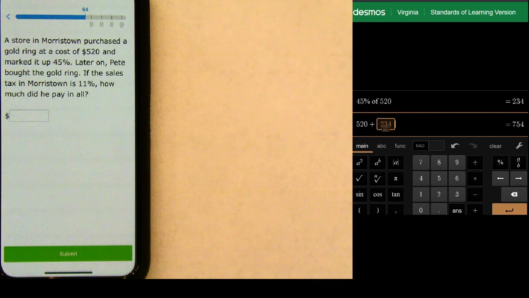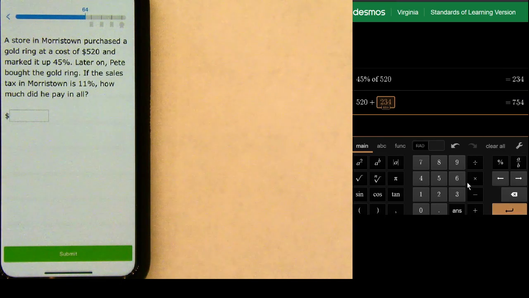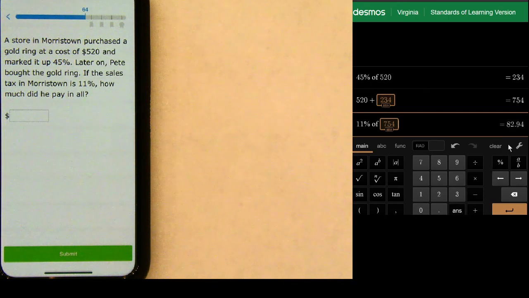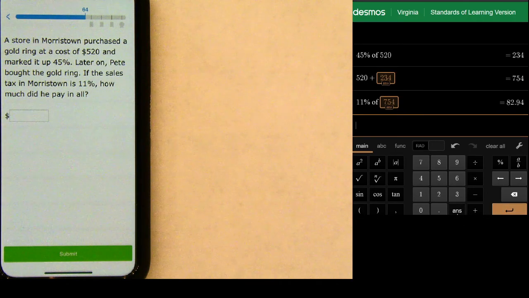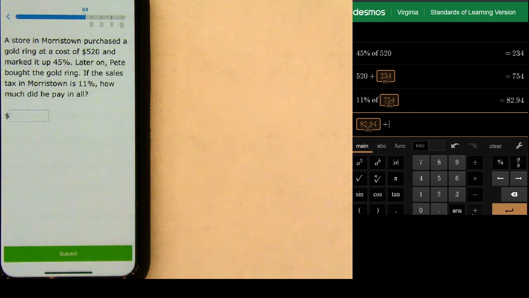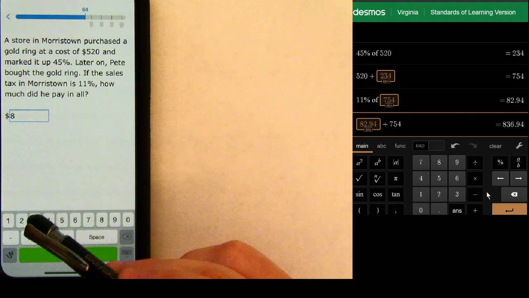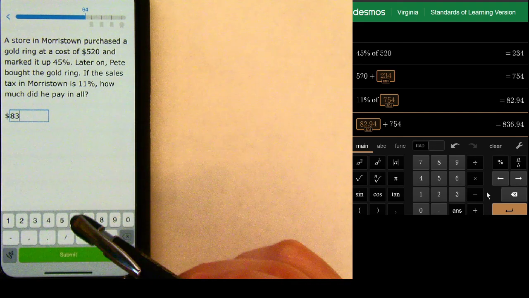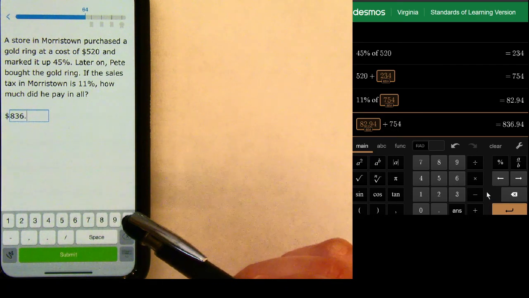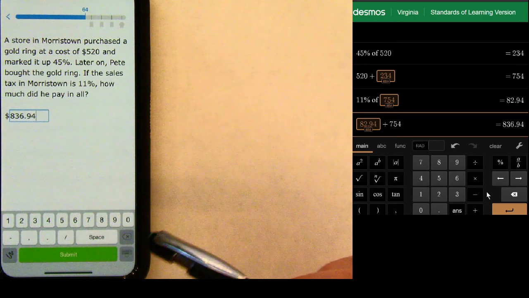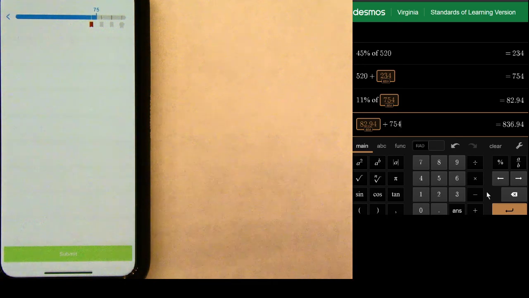So my new price is going to be $754. So now I need to say, all right, if that is the new price, I have to find the tax amount, which is going to be $82.94, and I just have to add those two together. So I have to take my tax amount and add it to my sale price, which was that $754. And so my total in all, and we will see shortly if this is correct, I said 836 point, and then I said 94. Excellent. Almost at that finish line.